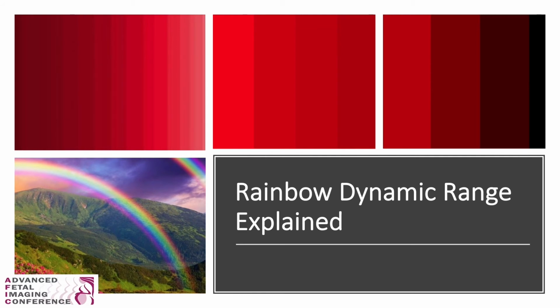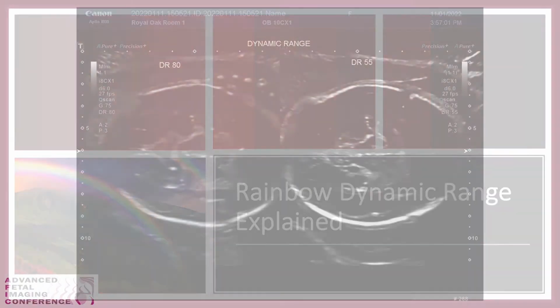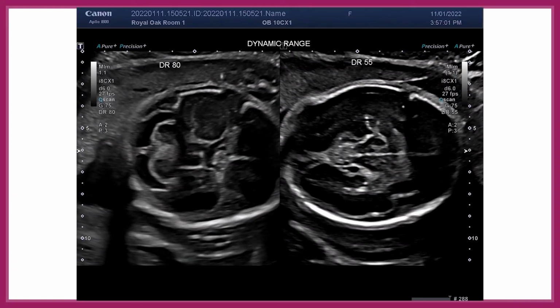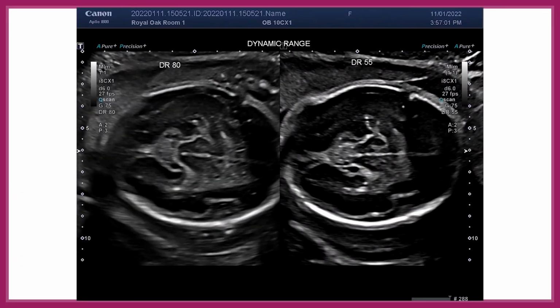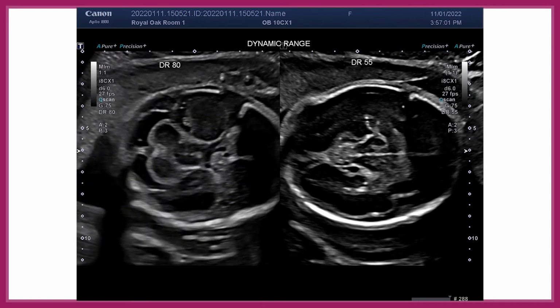Just like the spectrum of red, we start out with a high dynamic range or high moving scale, showing us all the shades of red. Then, as we move towards the right, we lower the dynamic range. Then we lowered it again. So let's look at an example illustrating dynamic range with respect to ultrasound.